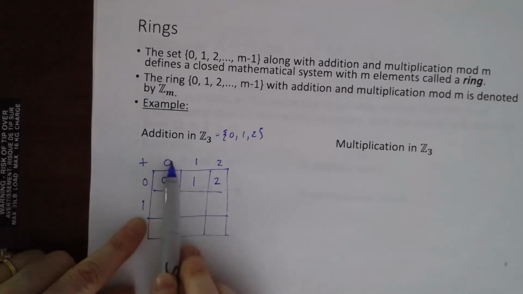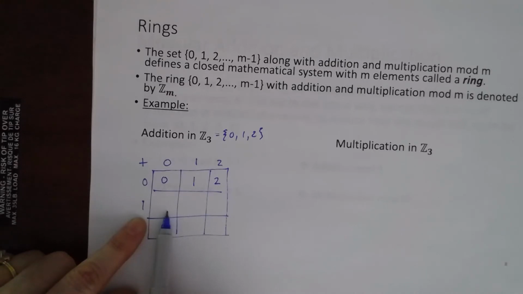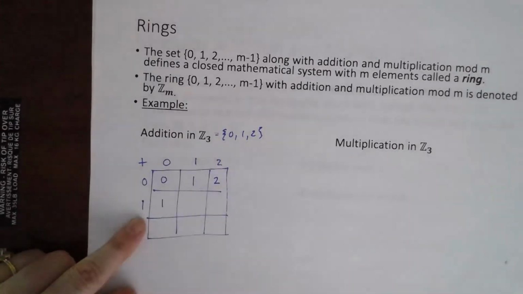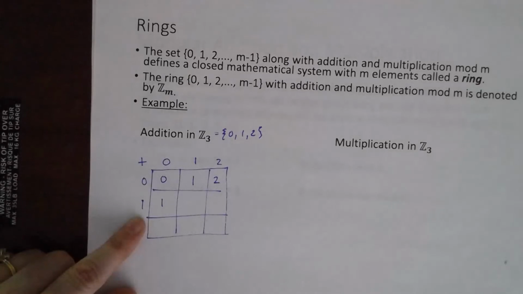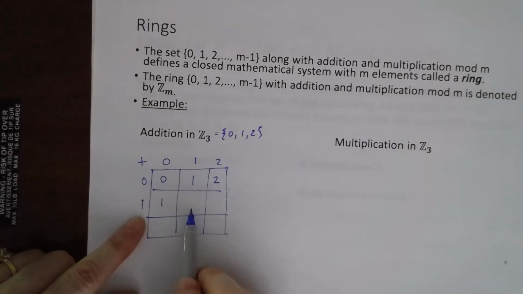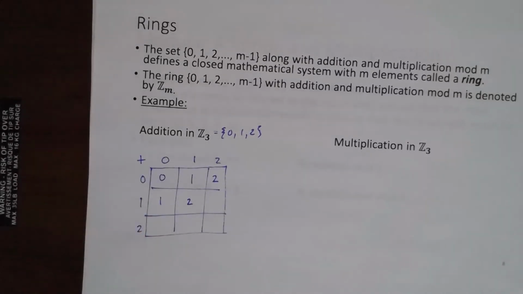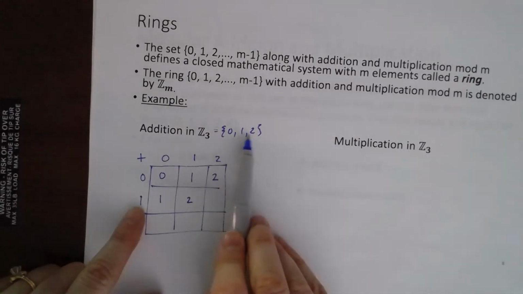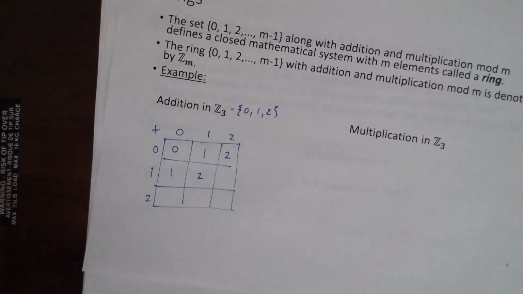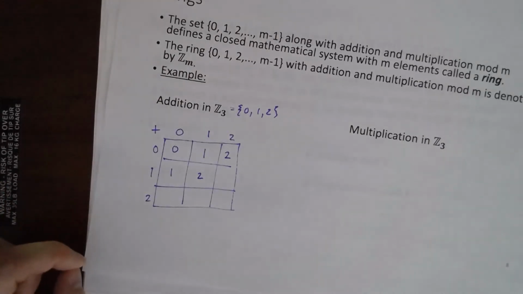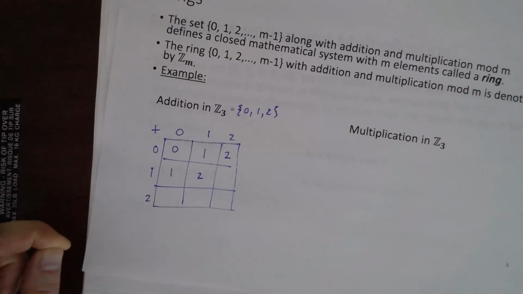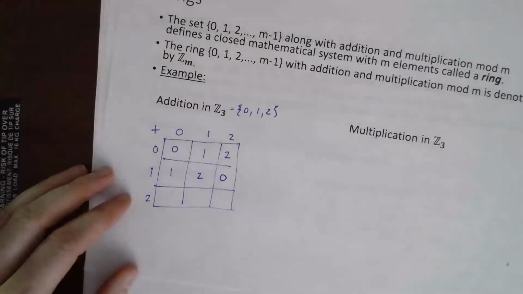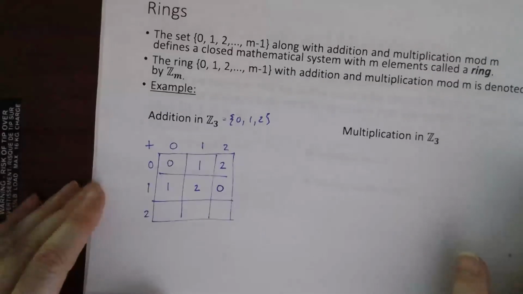How about 1 plus 0 in this ring? 1, good. So 1 plus 0 is 1, and 1 mod 3 is 1. Then 1 plus 1? 2. So far, everything acts just like we expect. Now we're going to get to something tricky. 1 plus 2 in this ring. The answer is going to have to be something in here. Normally I think that 1 plus 2 is 3, but I've got to do 3 mod 3, which is 0. So in the ring Z3, 1 plus 2 is 0.